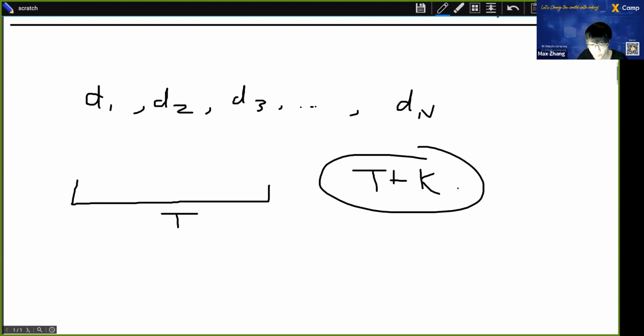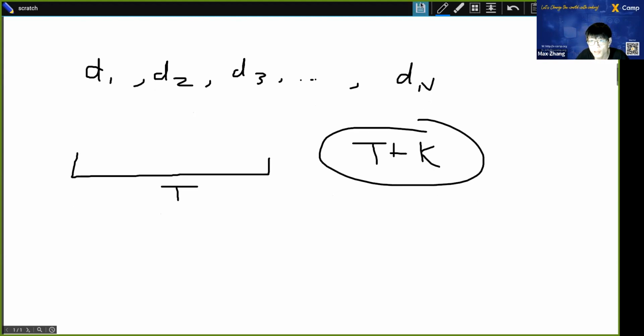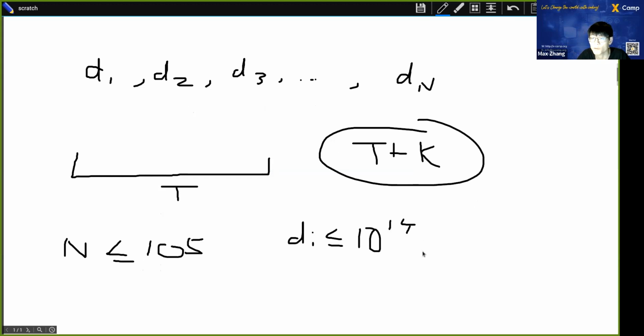And so the question is, what's the minimum cost she needs to be able to watch TV on all of her desired days? For bounds, n is less than or equal to 10 to the 5, and the di are up to 10 to the 14. Similar to the first problem, we cannot iterate over every single day individually in the full solution. We'll instead only be able to iterate over the di's.